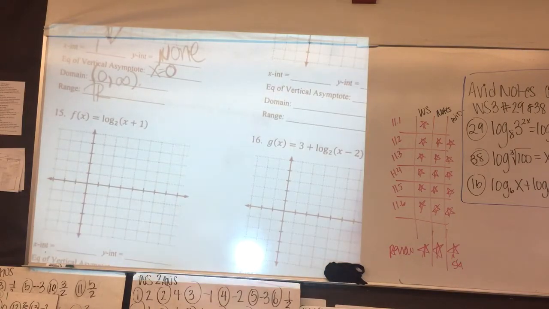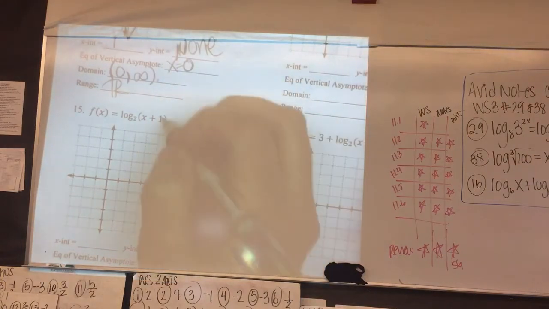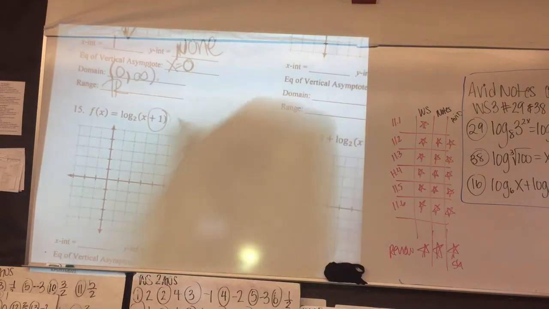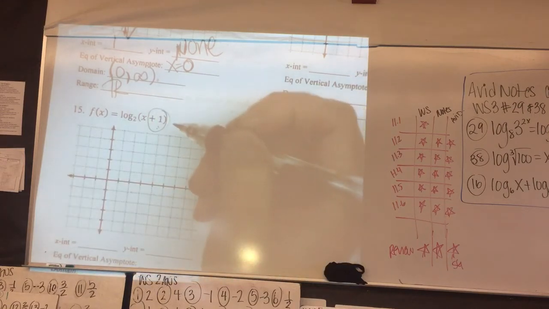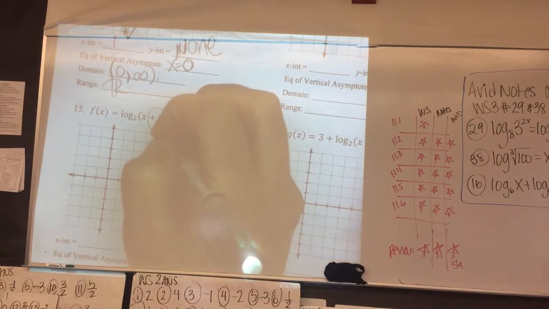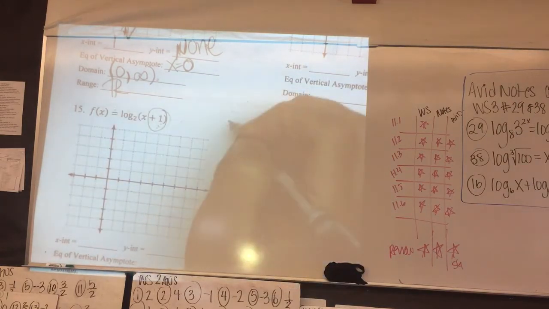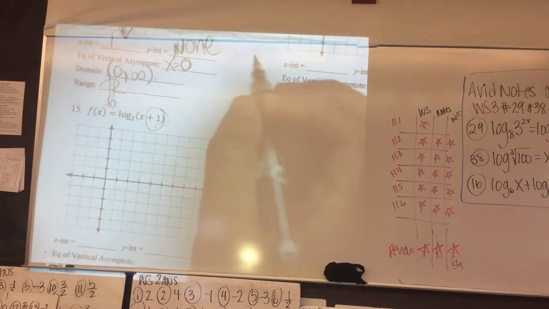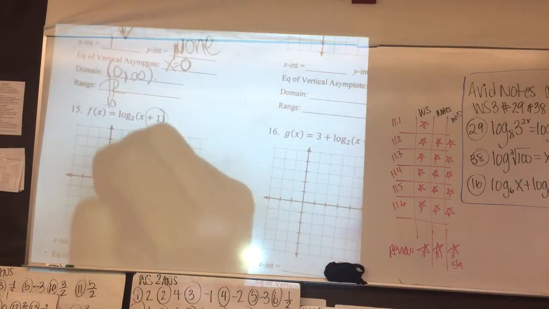At number 15, we have a 1. Is the 1 our H or our K? The 1 here is actually the H. It's in parentheses. The H is always the number in parentheses, so I do the opposite. That's -1. There's no K. There's no number outside the parentheses to add or subtract, so the K is 0. So my starting point is -1, 0.